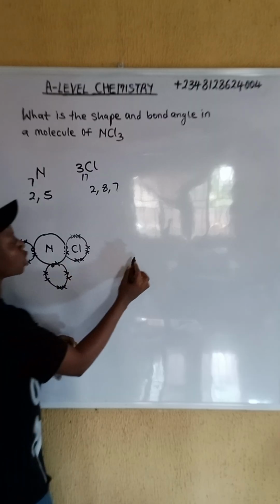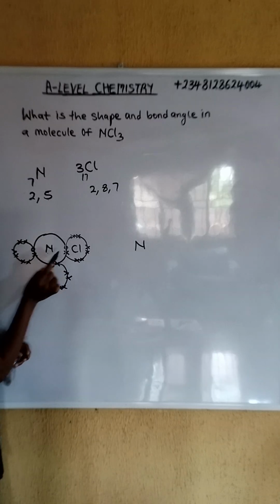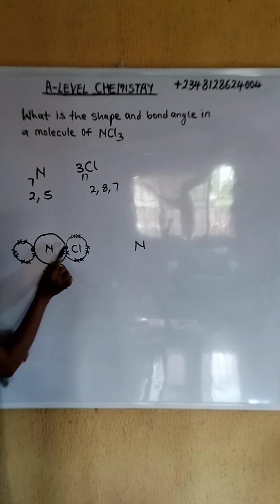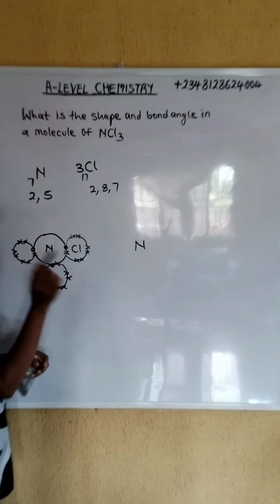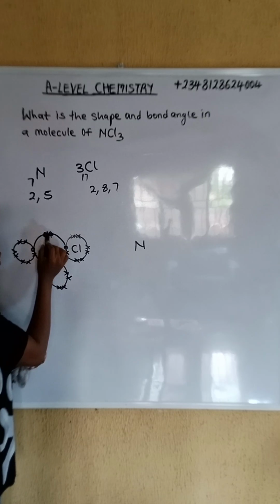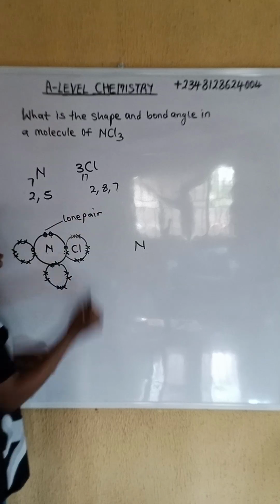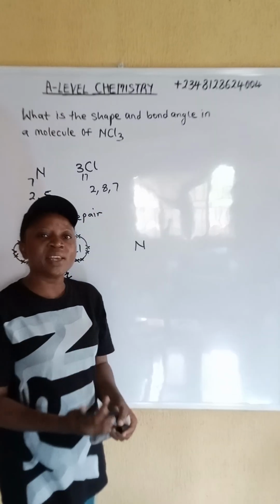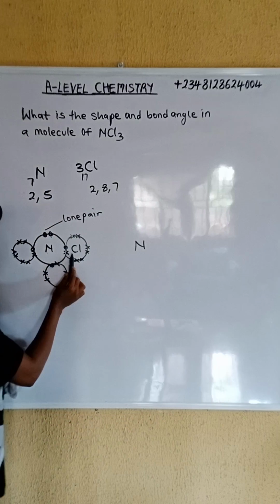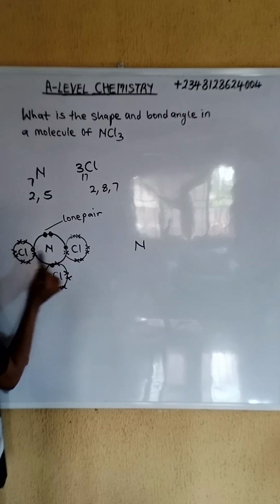So let's change this structure to this form. Nitrogen is at the middle. Don't forget that out of the 5 electrons on nitrogen, we have used 3 electrons, 1, 2, 3. So it remains 2 electrons. So we are going to pair those 2 electrons. This pair of electrons is known as lone pair. Then what is lone pair? Lone pair is a pair of electrons that are not shared with another atom. Then the following electrons are called bonding pairs.